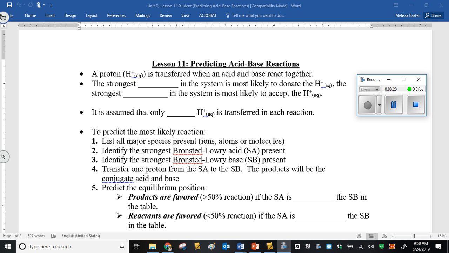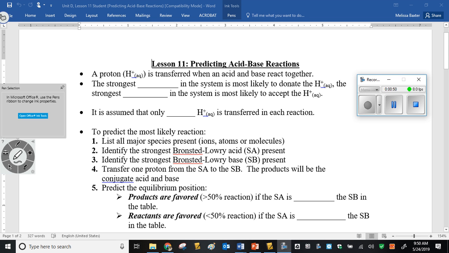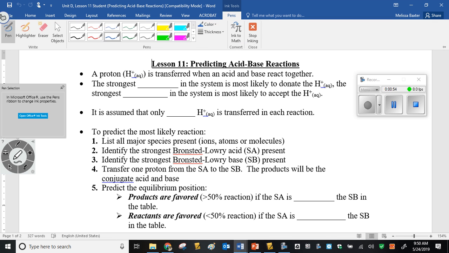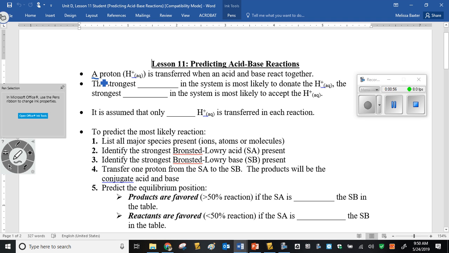The table that we'll use in your data booklet is different. Of course, we're going to use the acid and base table. But the setup is the same. Highest on the left, lowest on the right are the strongest, just like they were for oxidizing and reducing agents. So when we're talking about predicting acid and base reactions, we have to consider that there's a proton being transferred. In redox reactions, it was an electron that was being transferred, but this time it's a proton.